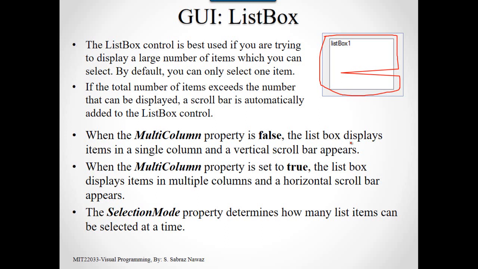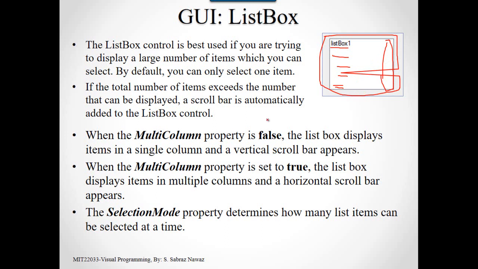We will see one or two examples for Listbox. By default it allows you to select only one item. If you set the selection mode property to multi-select, more than one item can be selected. And if the total number of items exceeds the number that can be displayed, say for example this shows 6 items, then if you have more than 6 items, you will automatically see a vertical scroll bar appearing, so that you can scroll down and up to see the list of items.